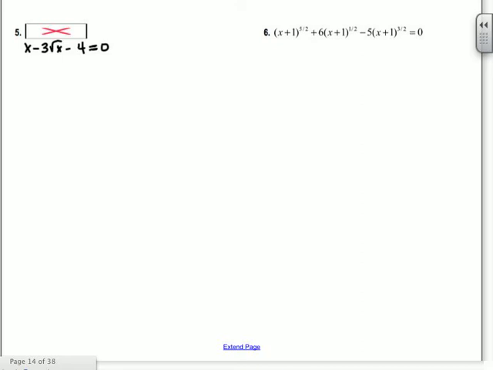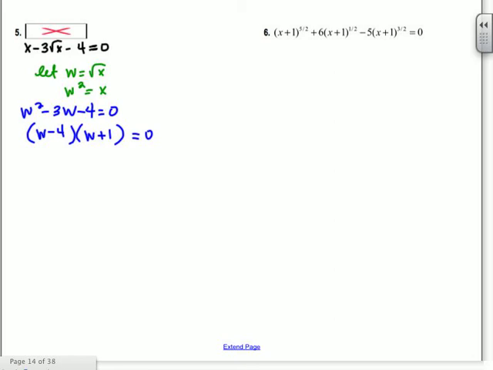Yeah, it will work out. All right, next up. So x minus 3 square root of x minus 4 equals 0. So what do you think w is? Square root of x, right? That way w squared is square root of x squared, which is x. So we have w squared minus 3w minus 4 equals 0. Okay, factor. Set each piece equal to 0, so w equals 4, w equals negative 1. So w is the same as square root of x, so you have square root of x equals 4 and square root of x equals negative 1.